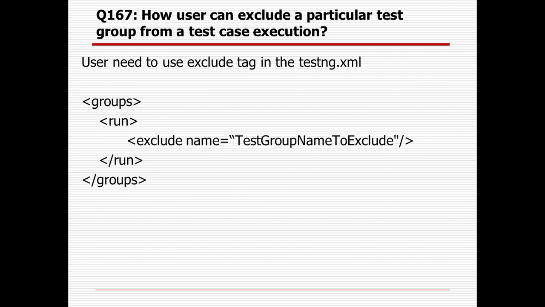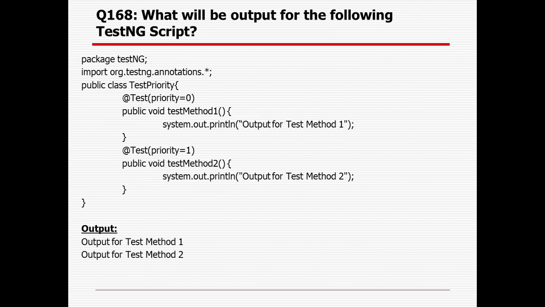A user can exclude a particular test group from a test execution. For that we also need to use the exclude tags. For the group you also know the syntax, right? First we need to use the groups tag, then run, under which we provide the group name with the help of the exclude keyword, name equal to this. We need to close the run tag and the groups tag. So that's how you can exclude any group from being executed using the testng.xml file.